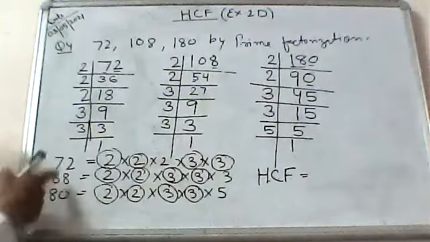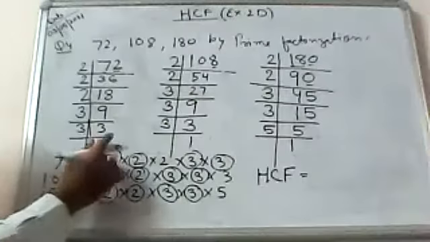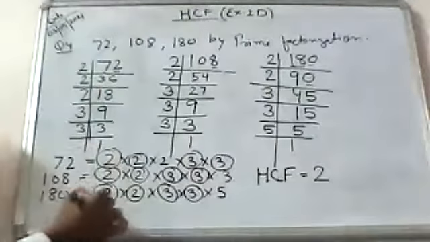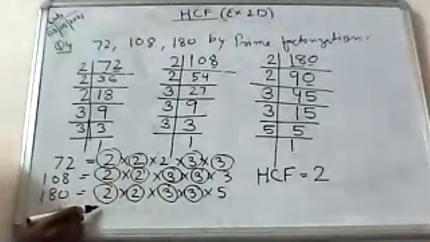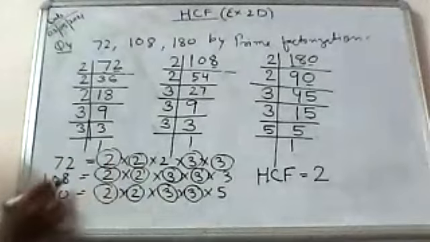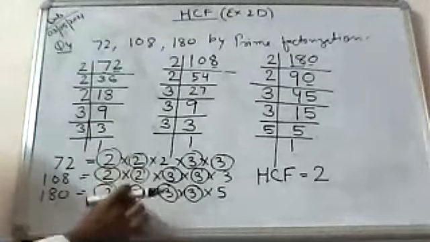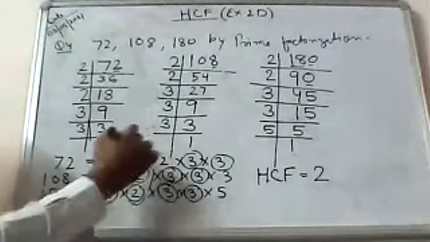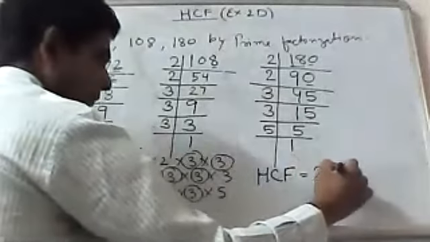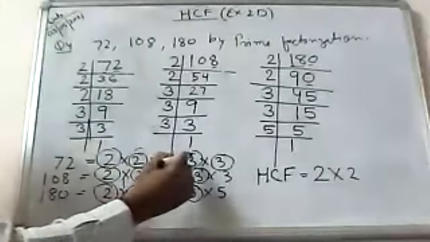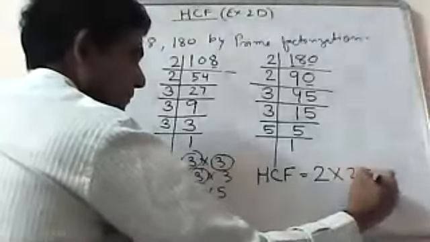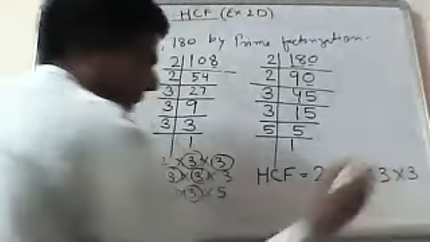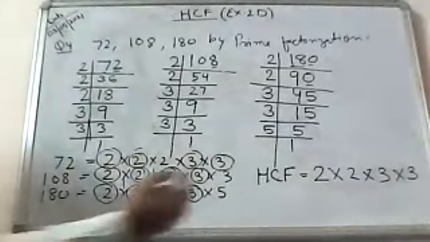HCF of 72, 108 and 180 is: 2 is common in all three, so we will take it one time and write it once, because 2 is a common factor of all three numbers. Again 2 is common to all three numbers as a prime factor, so again we will write 2 like this. Now 3 is also common. Again 3 is common, like that. So we will write like this, so that will be the HCF.